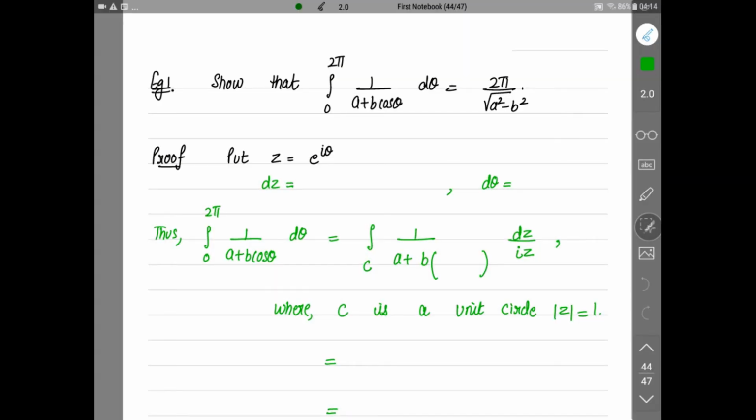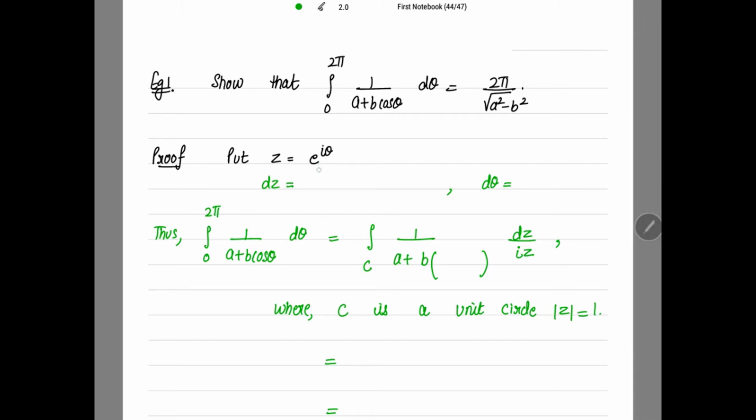Okay. Let's start with the first example. Show that the integration from 0 to 2 pi of 1 over a plus b cos theta d theta is equal to 2 pi over the square root of a square minus b square. The first step is to put z equal to e to the power iota theta. But keep in mind, first ensure that the limits are from 0 to 2 pi, because it is a complete circle from 0 to 2 pi, right?